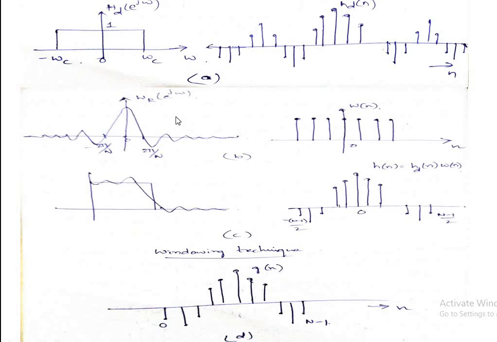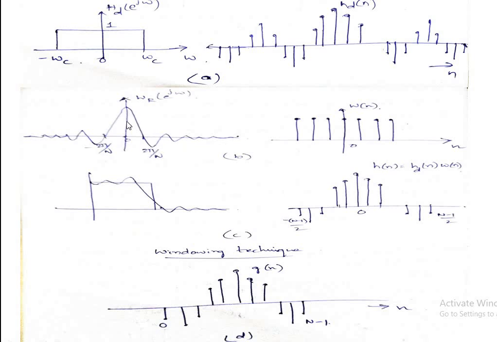This is the essence of this windowing technique. The Fourier transform of a window consists of what is called a central lobe, from minus 2 pi by N to 2 pi by N, and the other lobes are called side lobes. The central lobe or the main lobe, and these are called the side lobes.